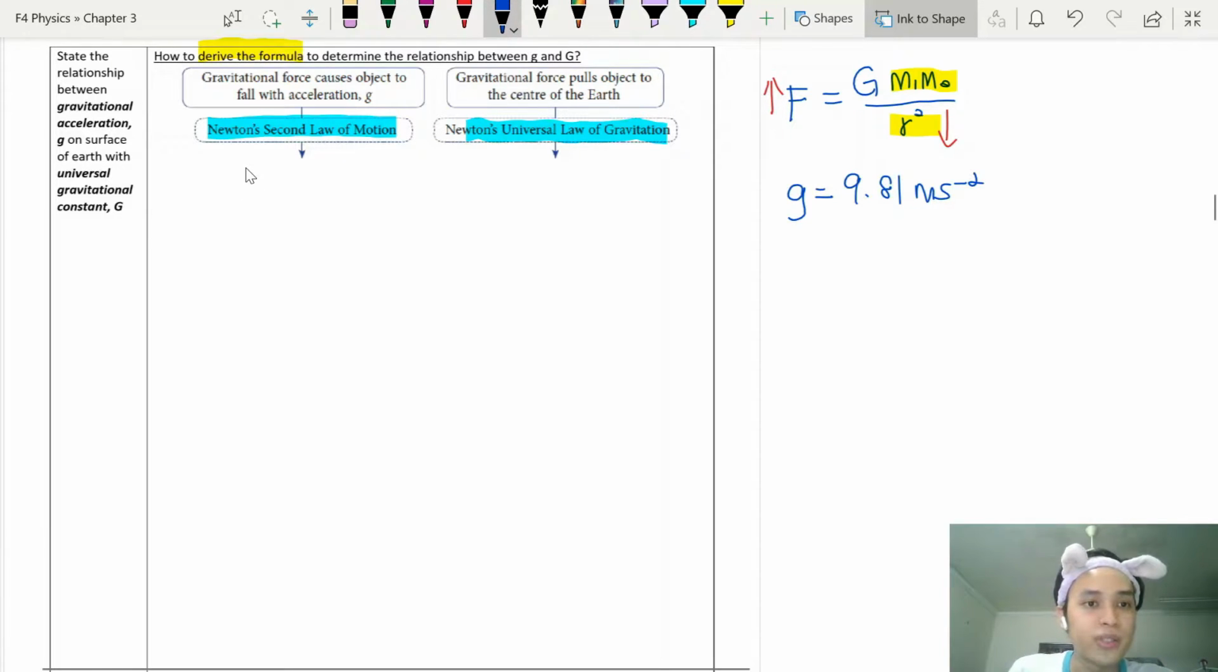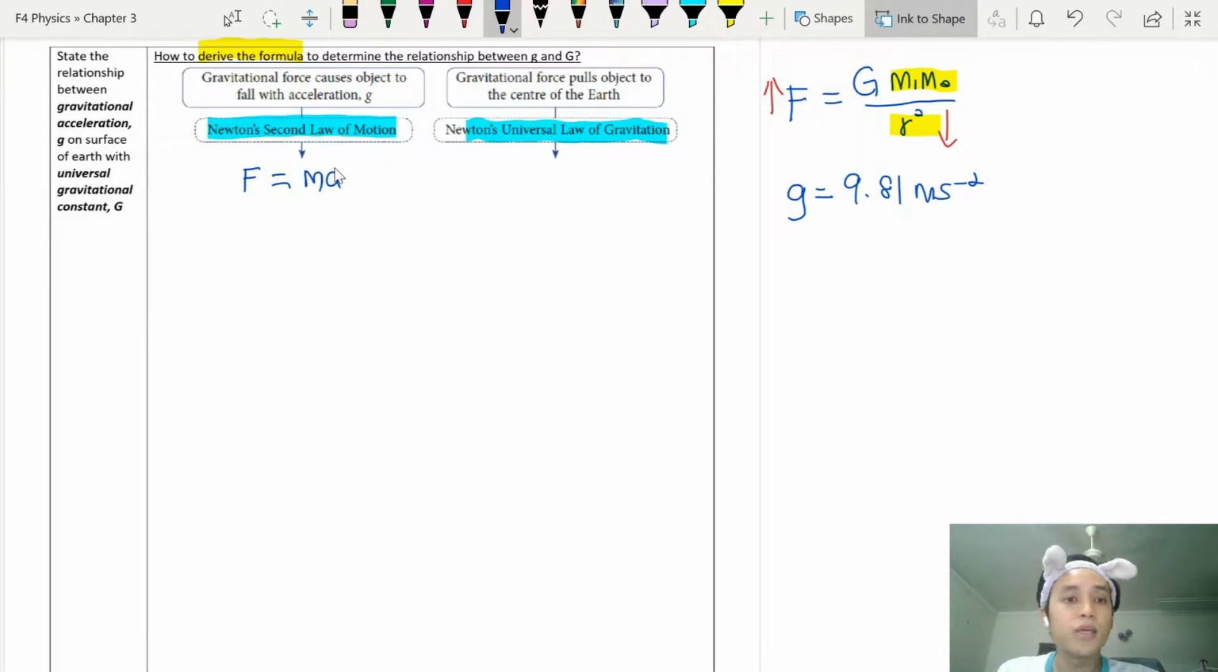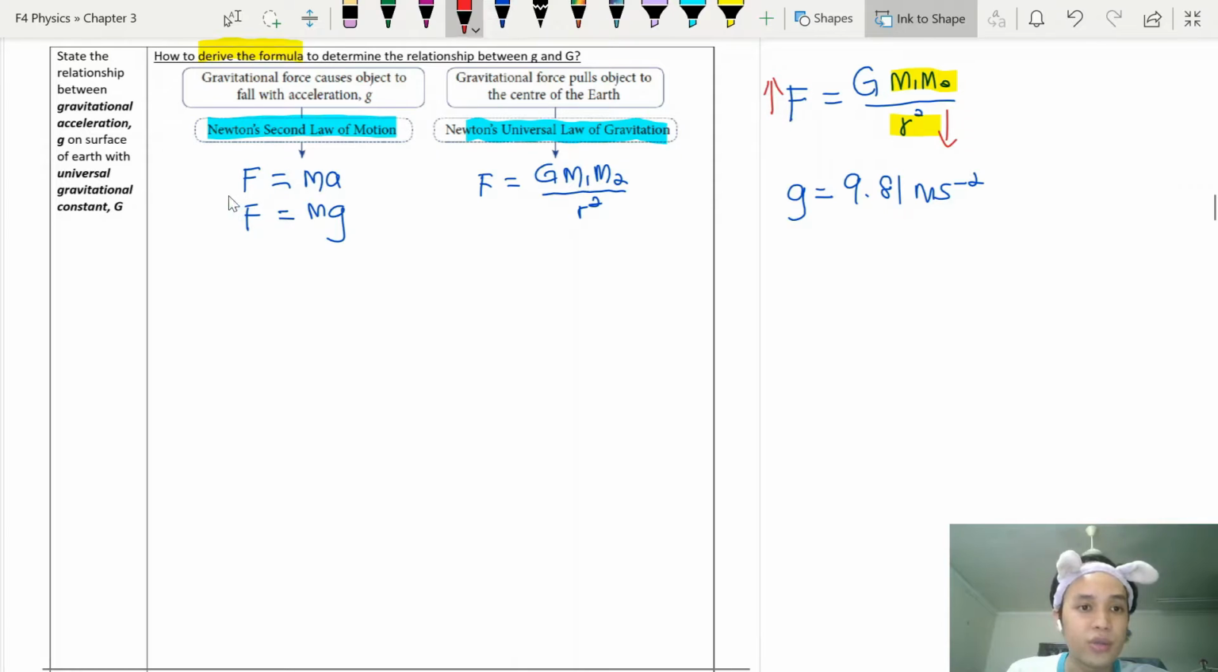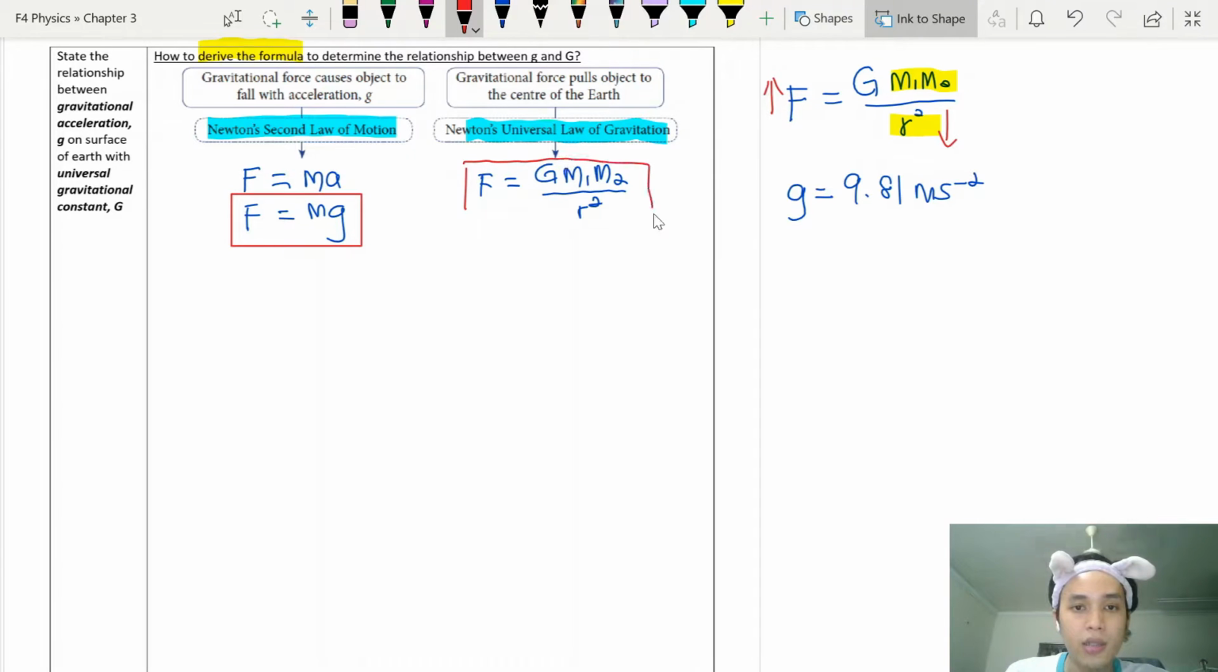The second law of motion you learned is F equals ma. But since it's about gravitational force and gravitational acceleration, the a we are going to change into g, so this one is mg. Whereas for this one, F equals the constant multiplied by the first mass and second mass, divided by r squared. So these are the two equations that you're going to use for derivation: F equals mg, and the universal law of gravitation.